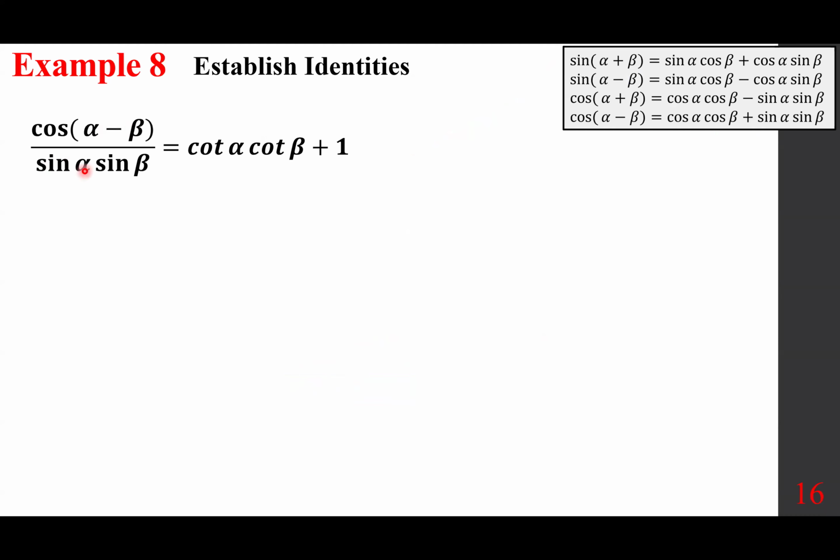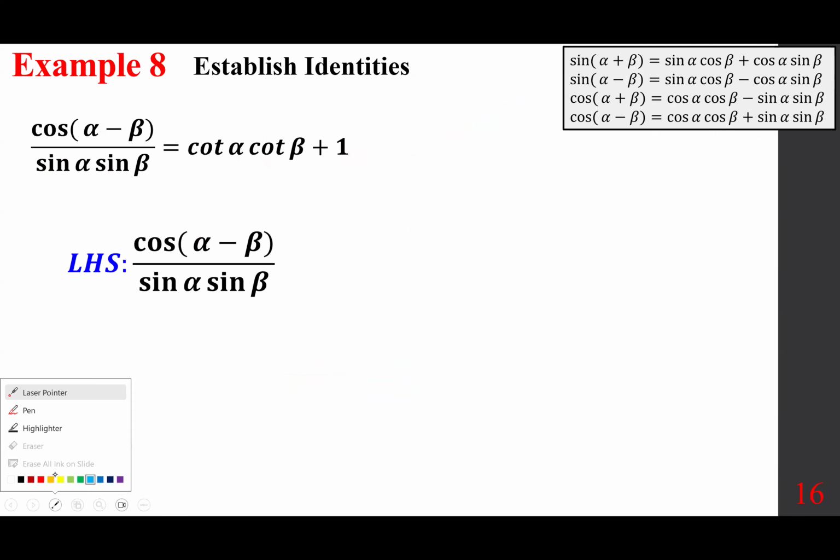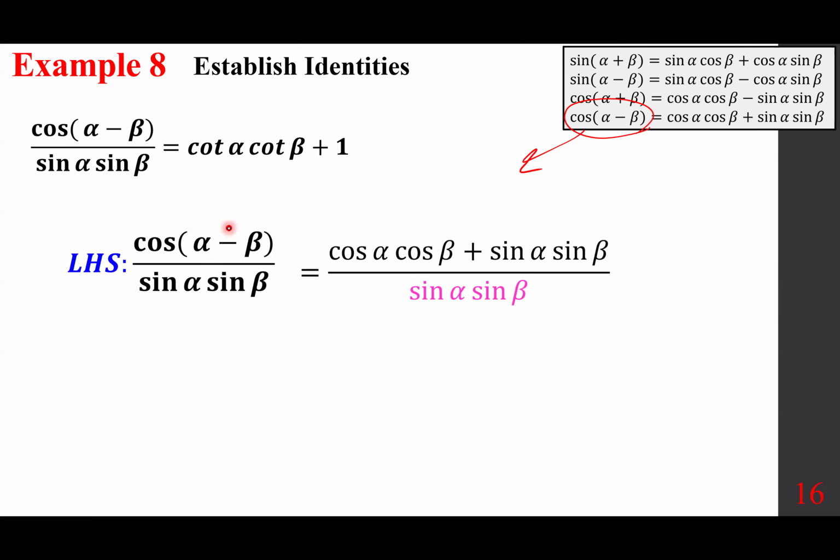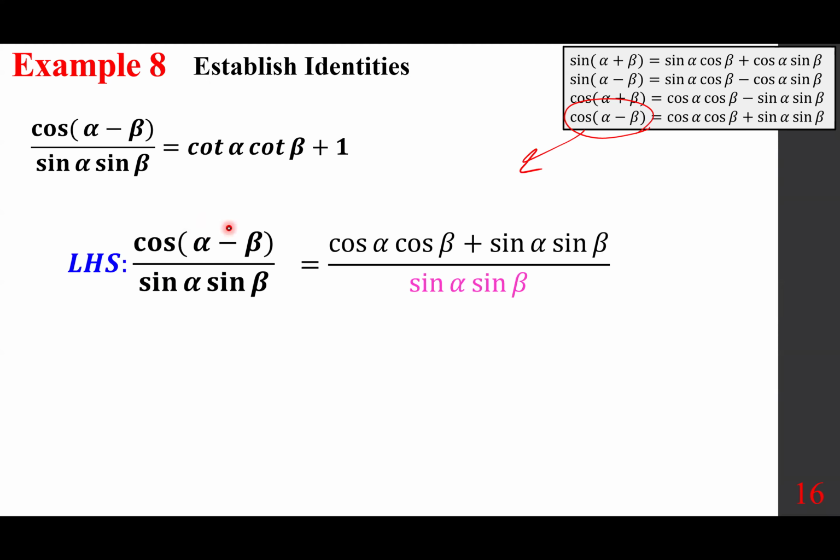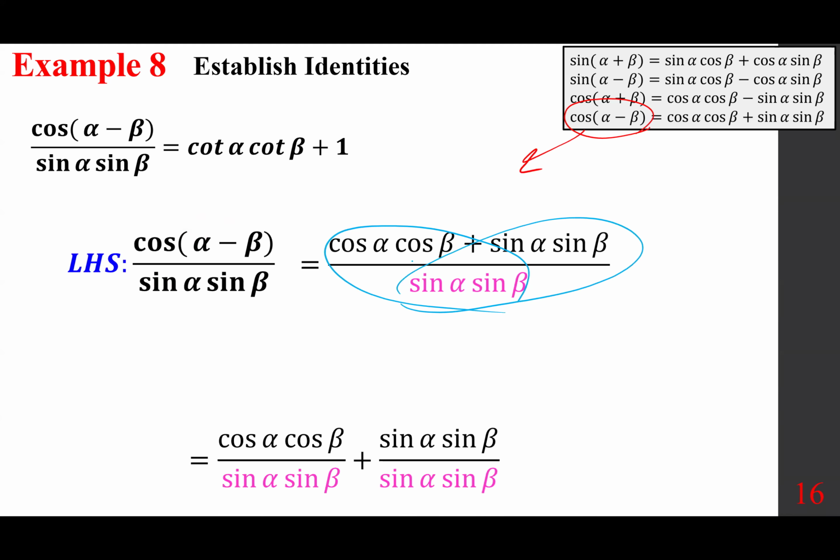Cosine of alpha minus beta over sine alpha sine beta is cotangent alpha cotangent beta plus 1. So we start from one side. We're going to start with the left-hand side. The numerator is cosine of alpha minus beta, which is cosine alpha cosine beta plus sine alpha sine beta. And I hope you can see that we can make up 2 fractions.